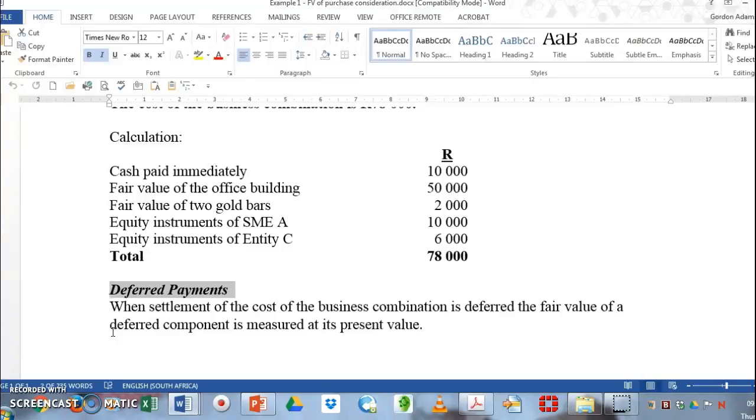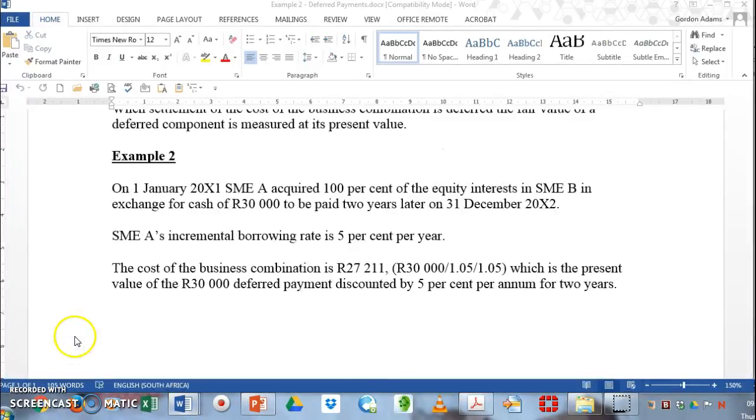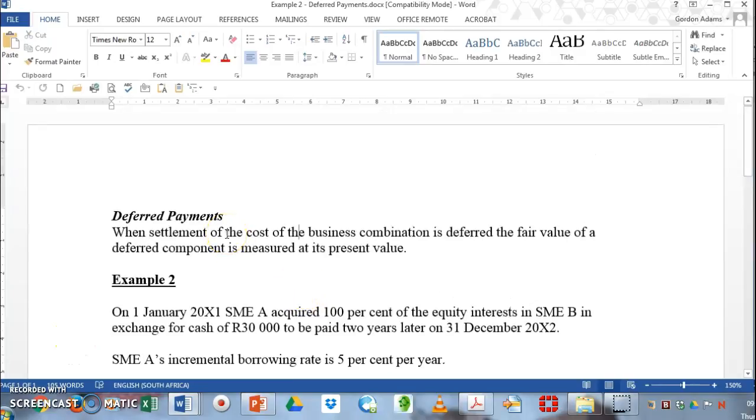Importantly to note here, deferred payments. Deferred payments happens when we acquire the business today, but our intention is to only pay on some future date, normally about a year's time. And if that is the case, we are required to discount those future payments to its current present value. But we will deal with an example a bit later. Look at example 2, which now deals with exactly the deferred payments.